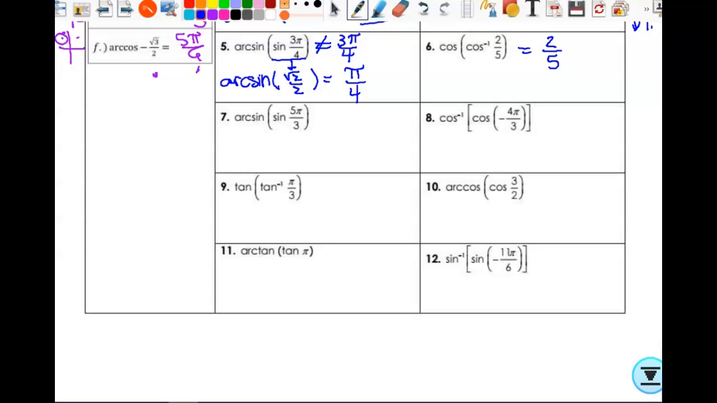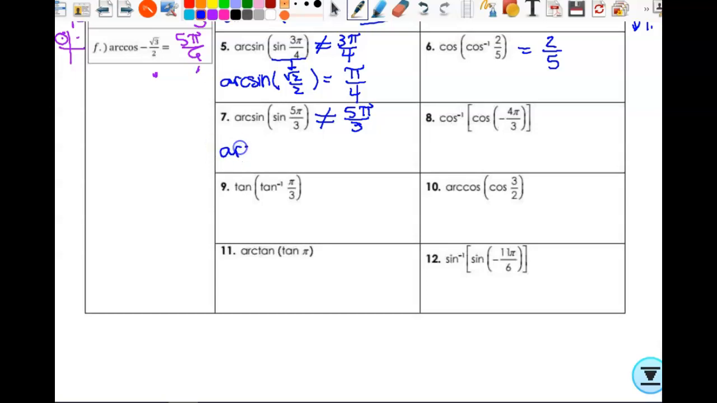All right. Arc sine of the sine of 5 pi thirds. Does 5 pi thirds fit within the interval? It does not. So I know that the answer is not 5 pi thirds. Now, when you're actually answering these for me on your assignments, you don't have to put what it doesn't equal. I think on your notes is good, but you can, or you don't have to do that. We just have to have what the answer actually is.